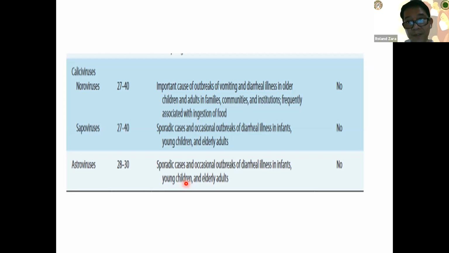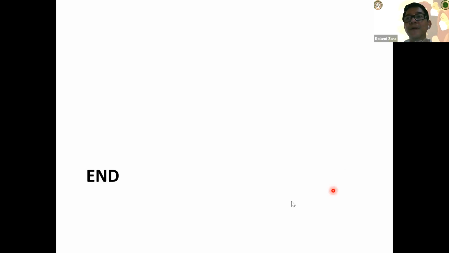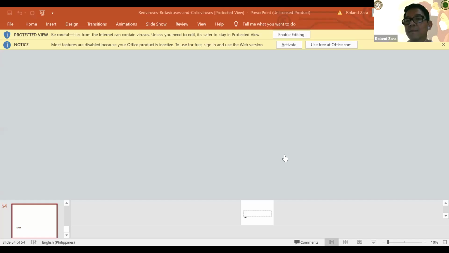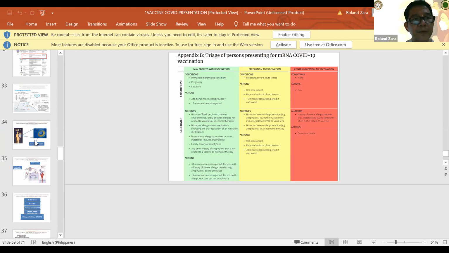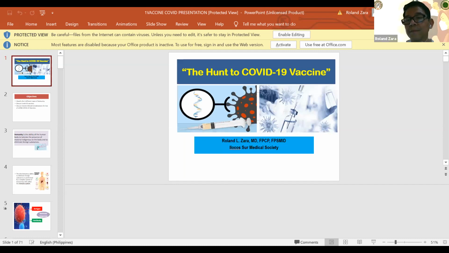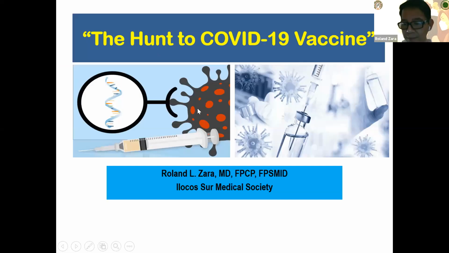Okay, so the next topic I will discuss is the COVID vaccine. So here is what we call the hunt to the COVID-19 vaccine.